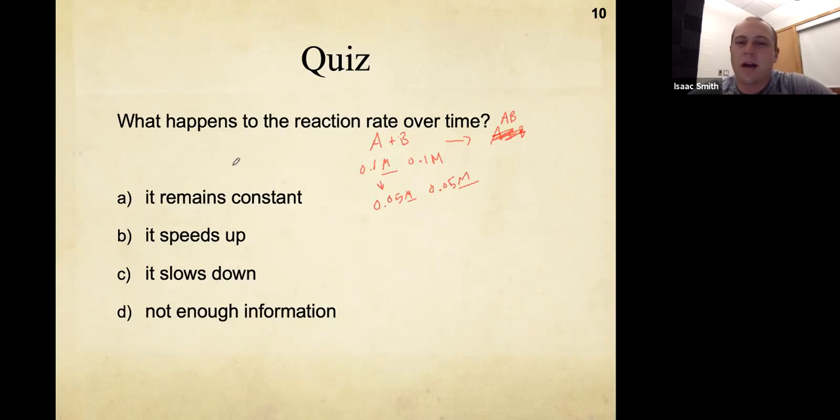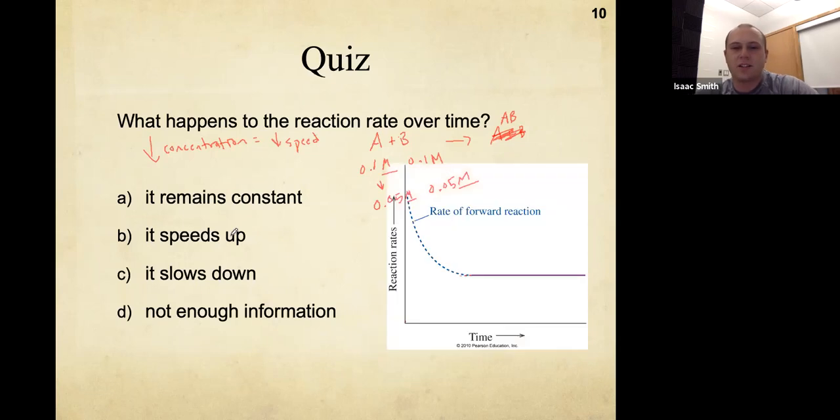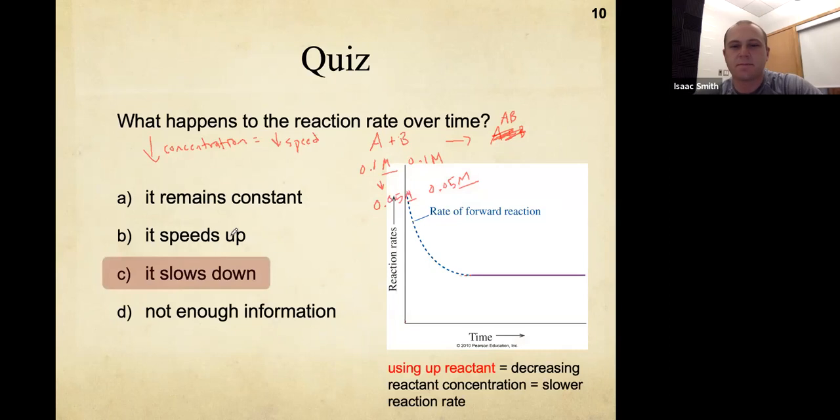And we learned about what happens when we lower concentration, right? If we lower the concentration, which happens over time, then we get a lower speed, right? A lower reaction rate. So it should slow down the reaction over time, okay? Awesome.